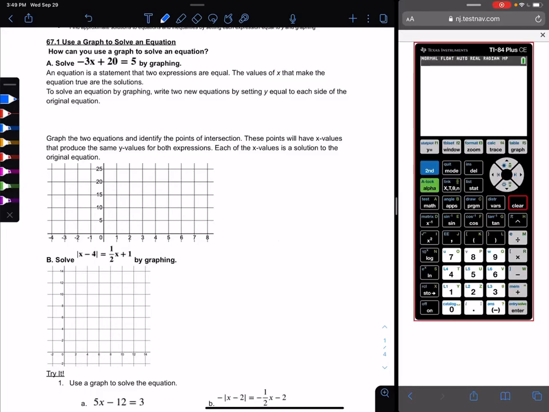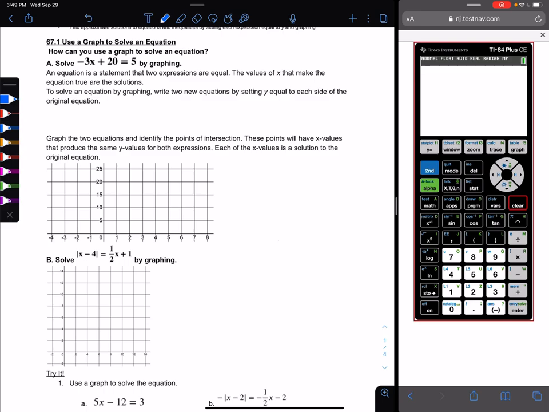All right, in this video, we're going to look at topic 67, example 1, where we use a graph to solve an equation. And on the right here, I have an online version of the TI-84, so you can follow along, and you can use the handheld version if you're in class.